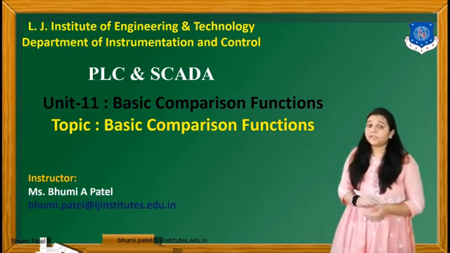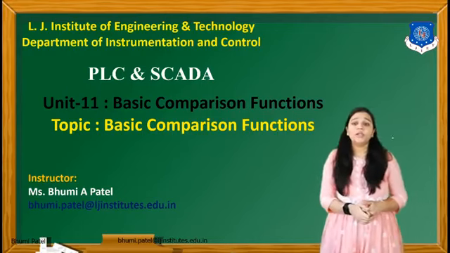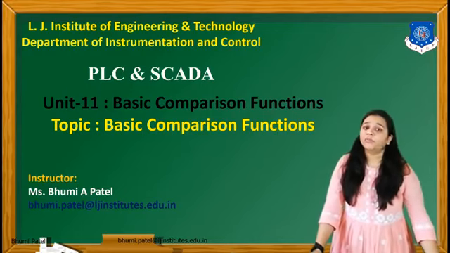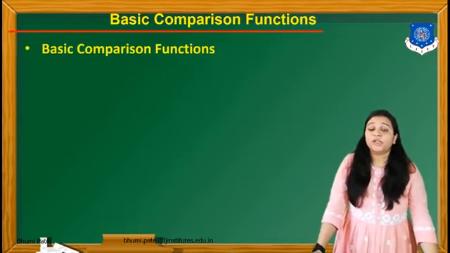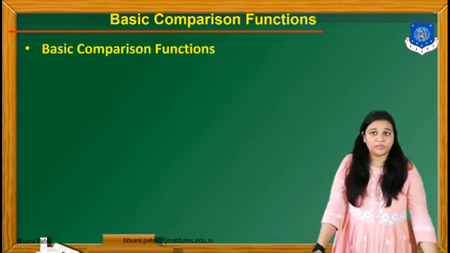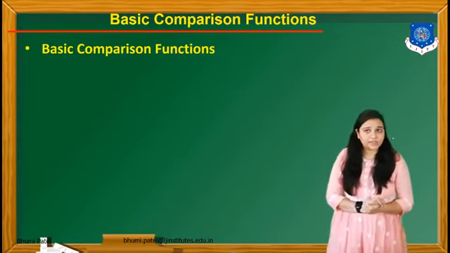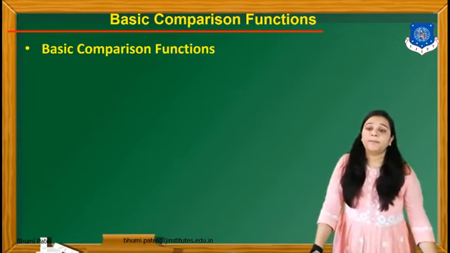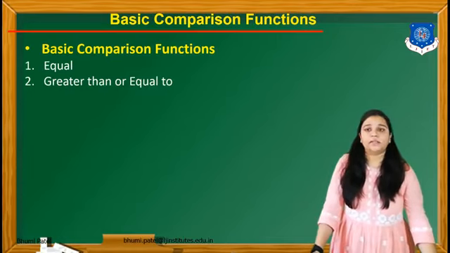Today our topic is different types of basic comparison functions, in unit number 11, the basic comparison function. In the last session, we studied the different types of basic comparison function. We have only two types of basic comparison function that are used in the PLC ladder diagram, that is equal to and greater than or equal to.